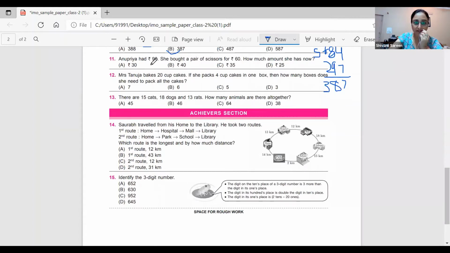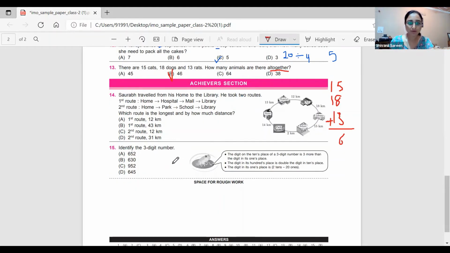Anupriya had rupees 90. She bought a pair of scissors for rupees 60. How much amount does she have now? Again, a similar question. The total money was 90. She bought scissors for rupees 60. So we need to subtract 60 from 90. Now, no need to write it in columns and solve it. It's very simple. 0 minus 0 is 0. 9 minus 6 is 3. So 30 is the correct answer. So this is how you can subtract ones digit from ones digit, tens digit from tens digit.